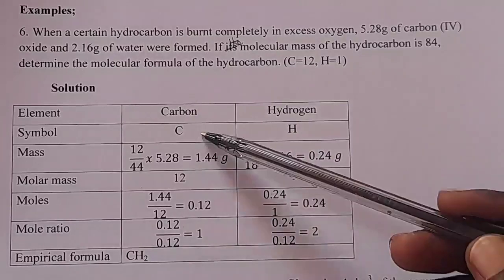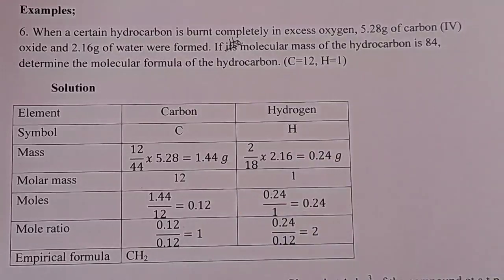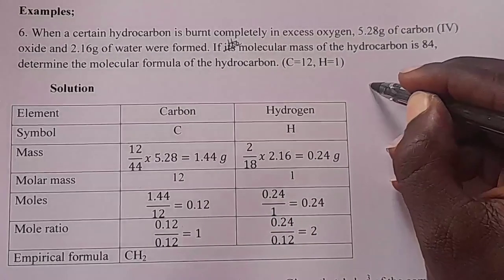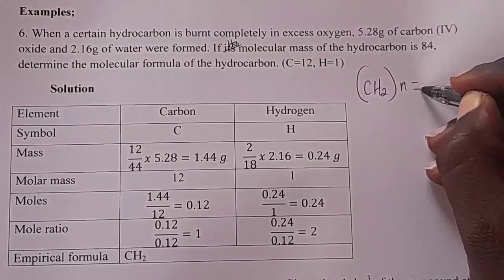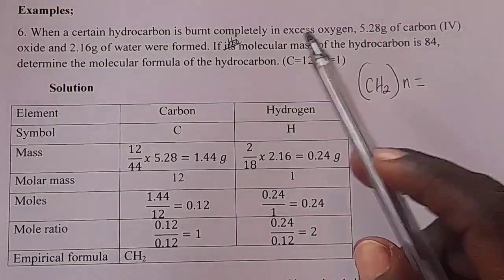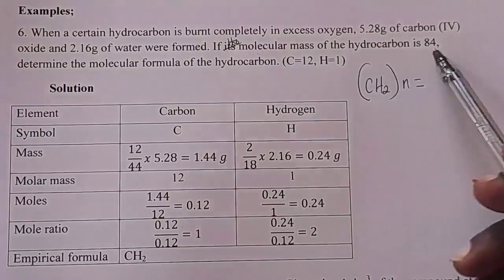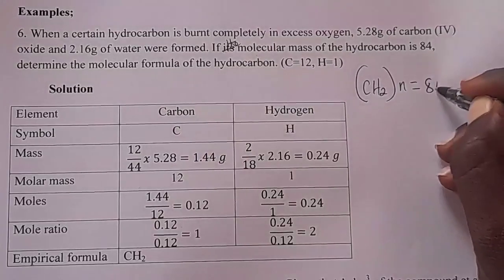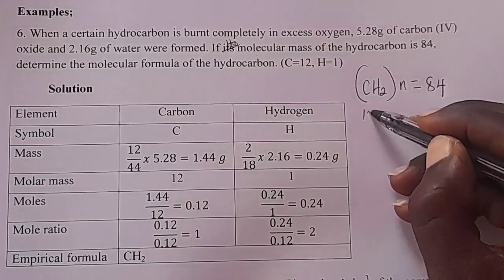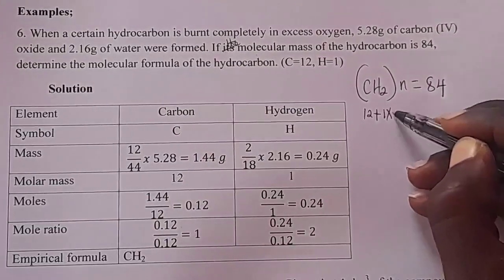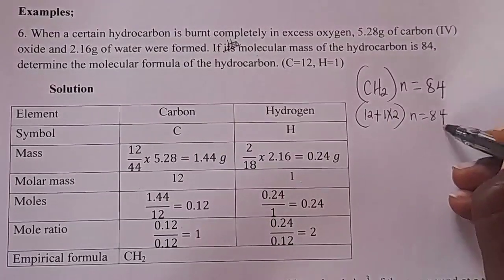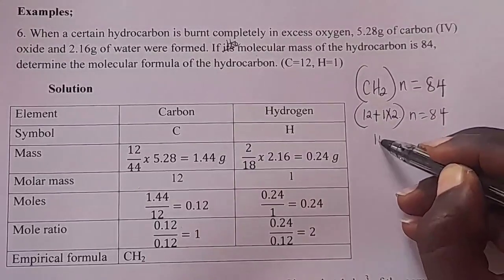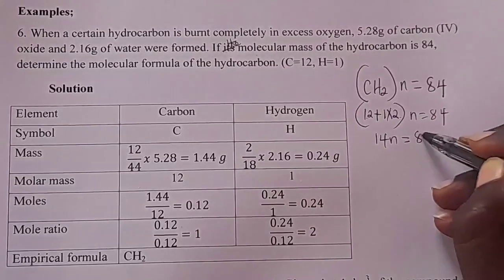So that's CH2. Okay, so if you have the empirical formula, that means the molecular formula can be determined by (CH2)n, where CH2 is the empirical formula. n will be equal to the molar mass or the molecular mass. The molecular mass of the hydrocarbon is 84. So this one will be equal to 84. So carbon, which is 12 as the RAM, and 1 times 2 for hydrogen, close bracket, n will give us 84. So here we are going to get 14 times n, that's 14n, will be equal to 84.